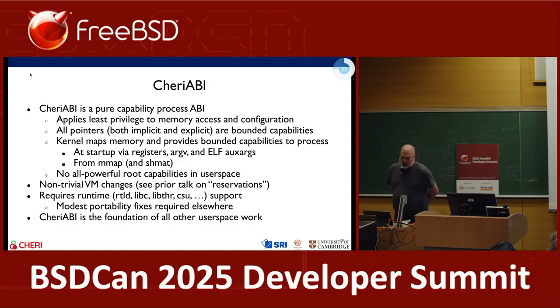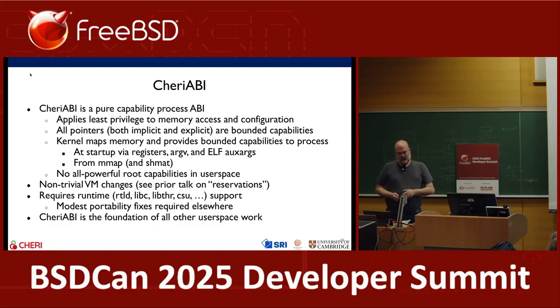So yeah, and then CHERI ABI is pure capability user space. This will come alongside the kernel. So we apply least privilege to memory access and configuration. And yeah, so every capability that you get within your user space comes from the kernel, either at startup or via mmap. And there's no all-powerful root capability in user space. It differs a little from the kernel in that the kernel obviously has to have access to all of the memory. But in user space, we can use the trusted relationship with the kernel to avoid that.